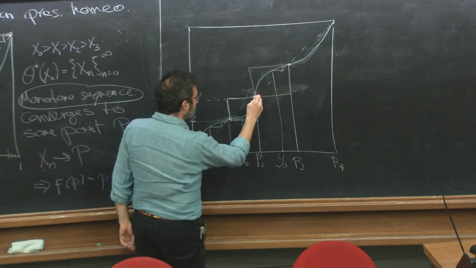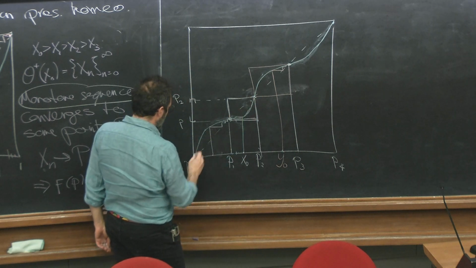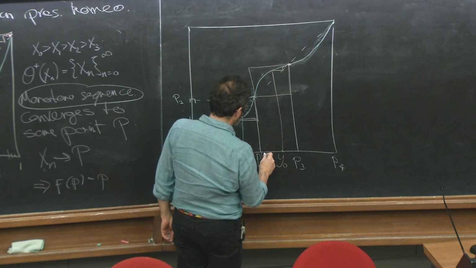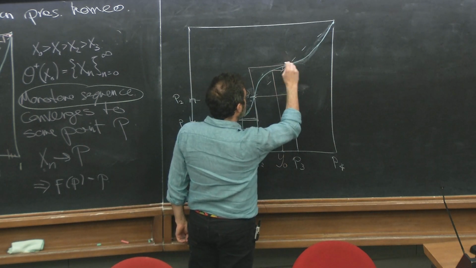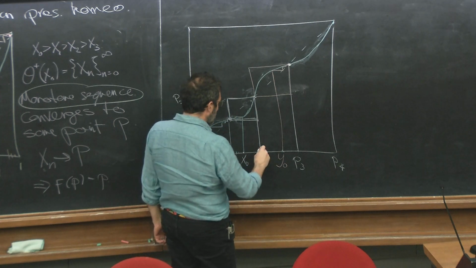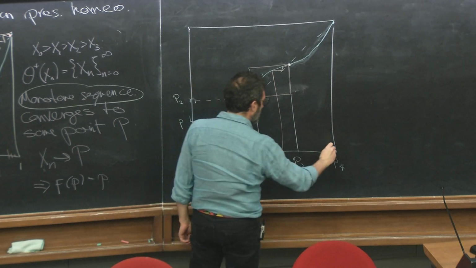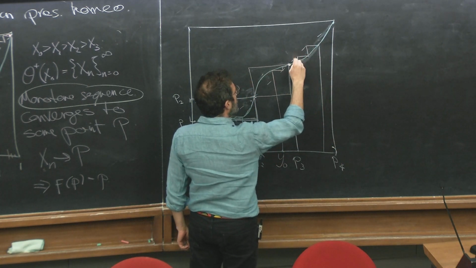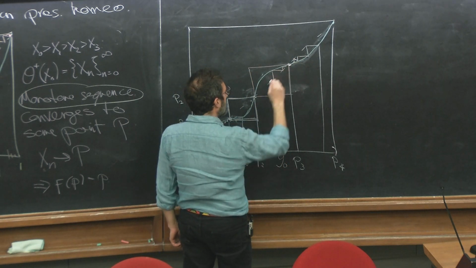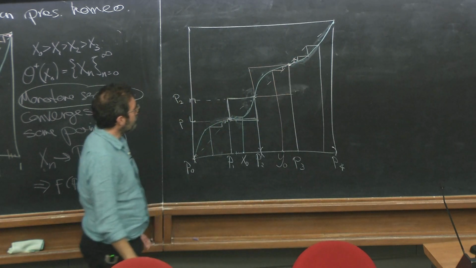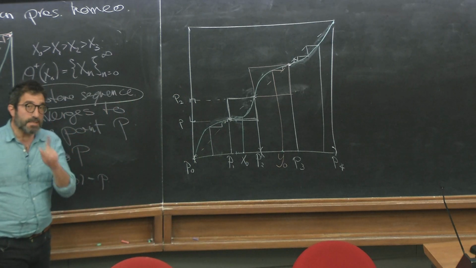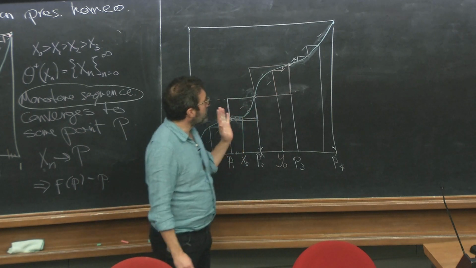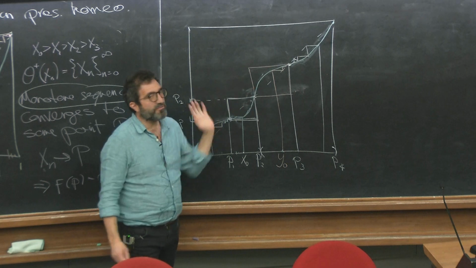So this point is repelling because the points are moving away. This point is also repelling because the points are moving away. And this point here is attracting, right? What does this point attract? This point attracts every point in the open interval P2, P4, right? Because all the points here will converge to this, and all the points here will converge to this. This is attracting. So in this case, we have that every point converges to one of the fixed points.